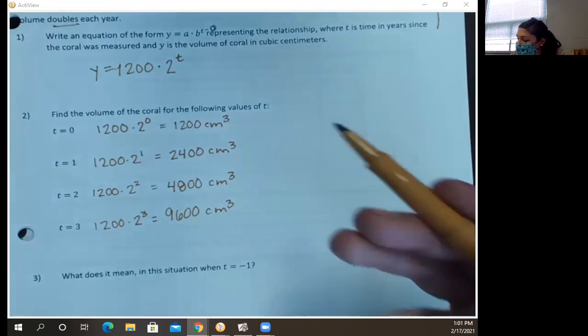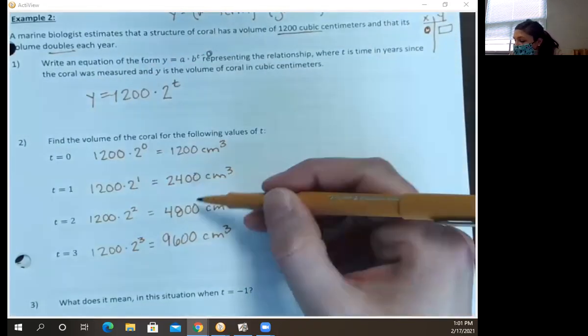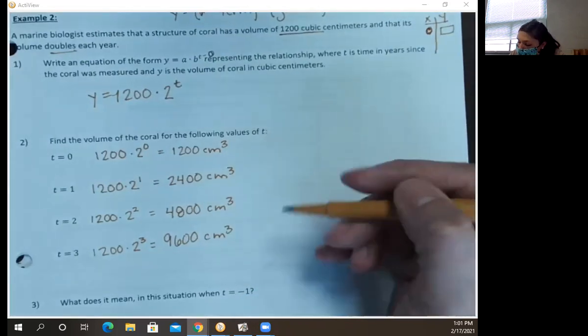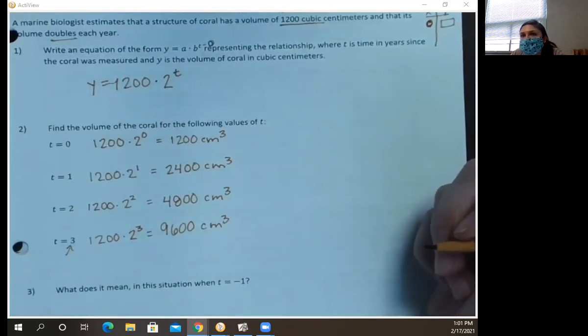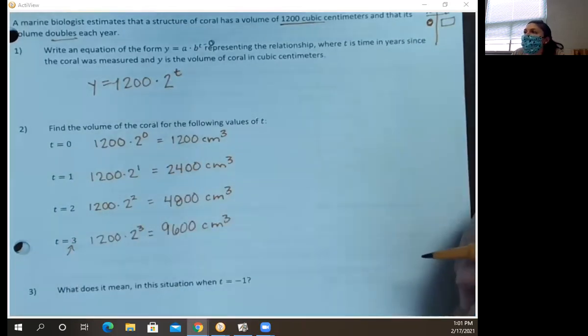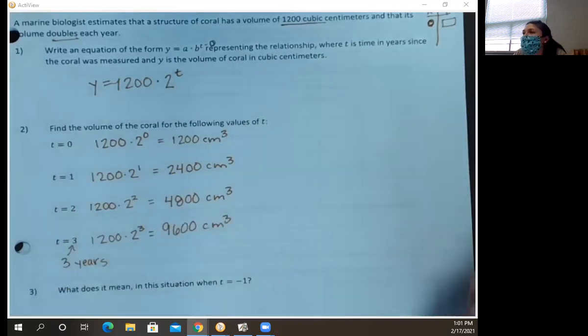Okay, so we know that our answer that we get out, that y value, is cubic centimeters, right? It's giving me the volume of my coral. But what does the t number represent? Like we got 9600 cubic centimeters here, but what does the 3 mean? Yeah, that means 3 years. 3 years after our initial measurement.